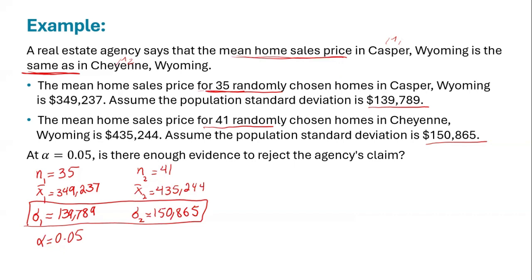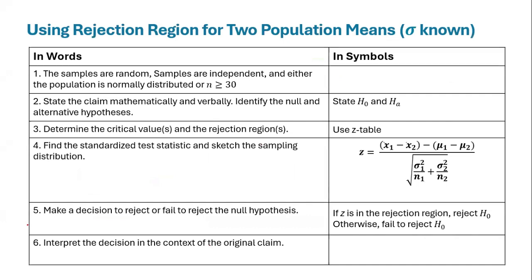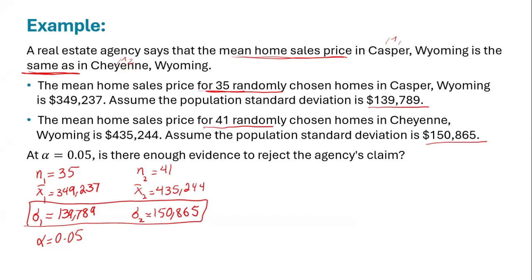Okay, so I need to check the requirements first before I start the problem. These are the steps that I'm going to follow for the z-test. First, I need to check the requirements. Are the samples random, are they independent, or is the population normally distributed? The samples are random, yes. The samples are independent, yes, because they are coming from two different cities. And is our population normally distributed? I don't know, but the sample sizes are more than 30. Okay, I checked the requirements.